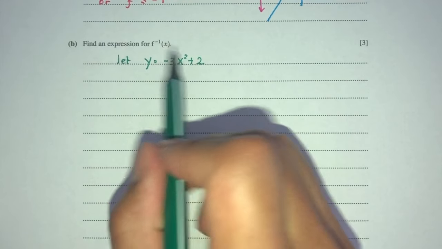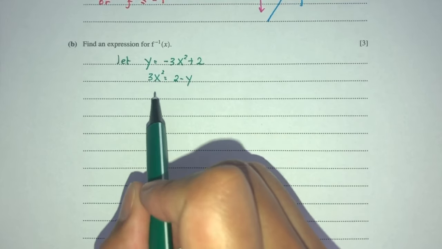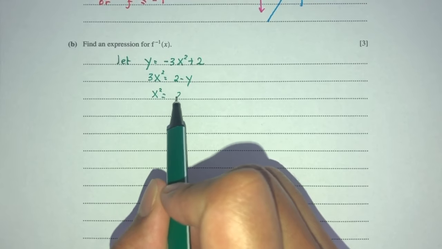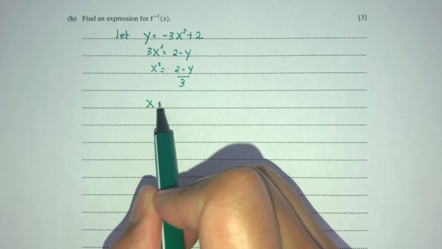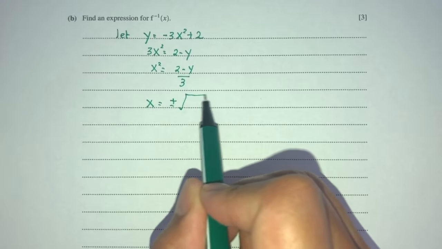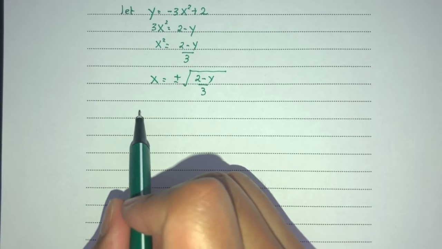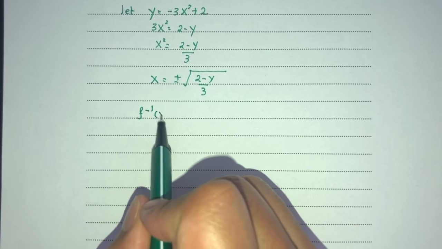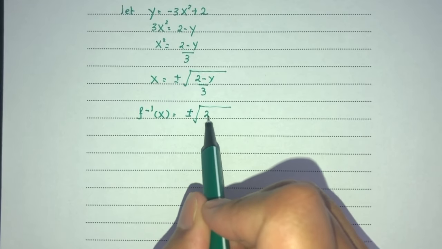So send this over here, you will have 3x squared is 2 minus y. Therefore, x squared is the value of 2 minus y over 3. So finally, x is plus minus root of 2 minus y over 3. So finally, f inverse, it is in terms of x, so we have to write plus minus root of 2 minus x over 3.